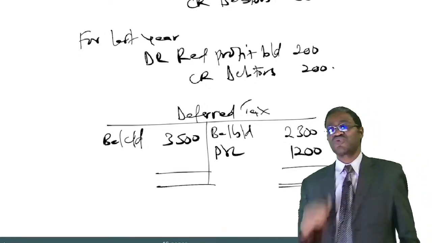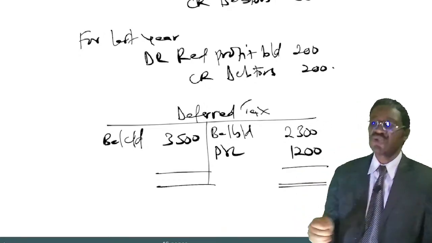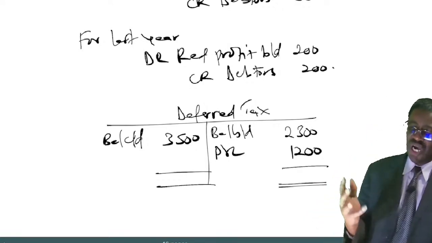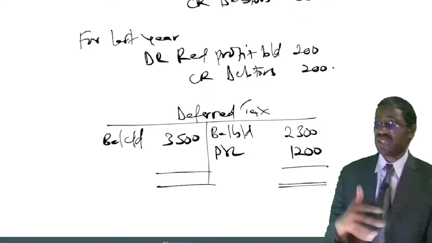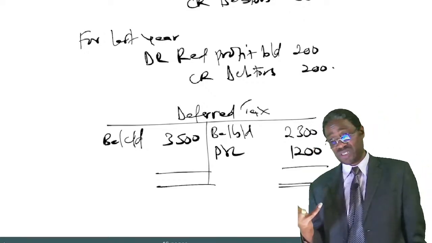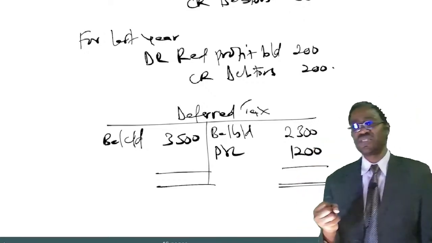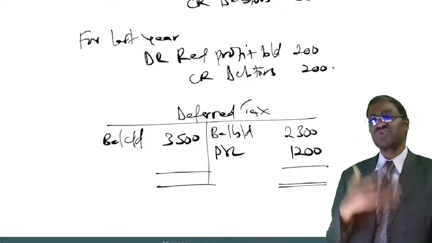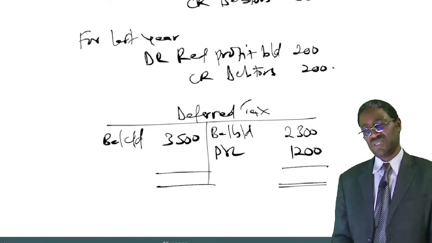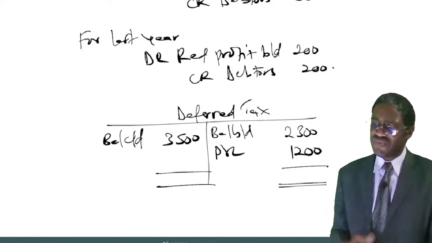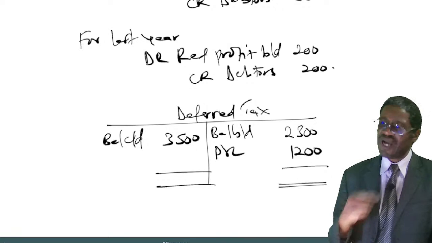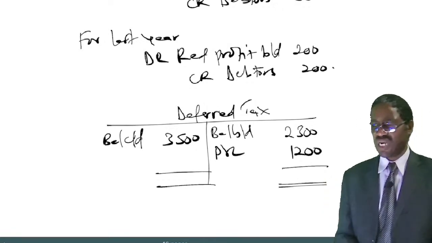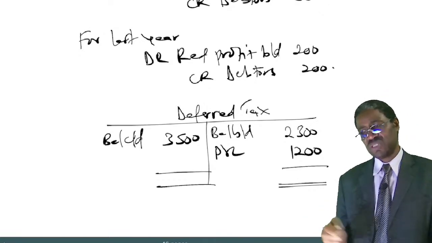They are telling us to transfer 1.2 million to the deferred tax. So the examiner wanted to know, are you going to debit deferred tax or are you going to credit deferred tax? We have agreed that deferred tax is always a liability, and a liability is always a credit balance. So if this account is always a credit balance, and I'm told to transfer to that account, then I can't debit this account. I must credit.